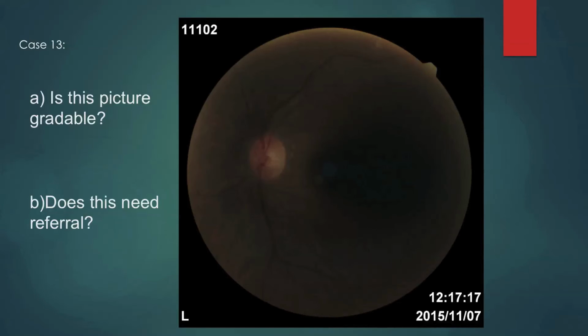This image is of poor quality. The center of vision cannot be viewed clearly. This is an ungradable image, and therefore the patient must be referred.